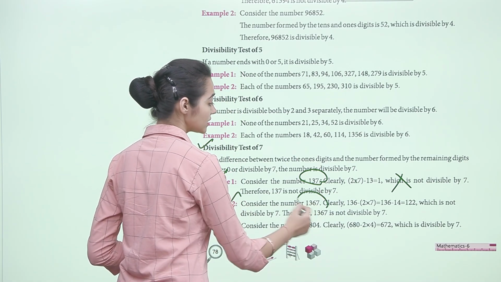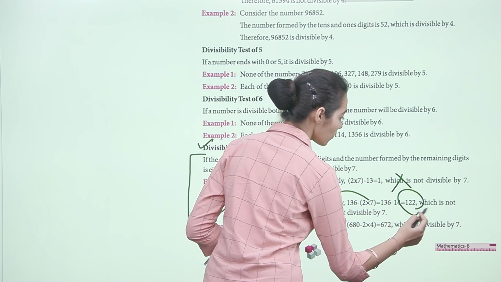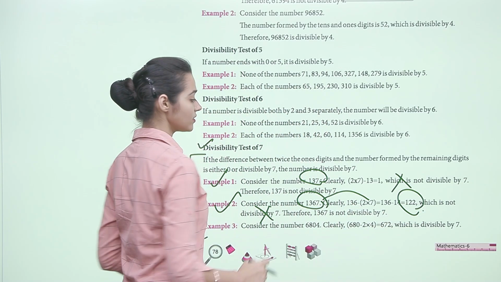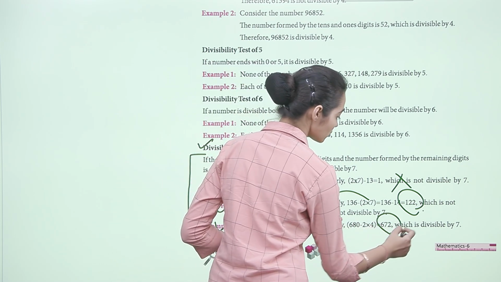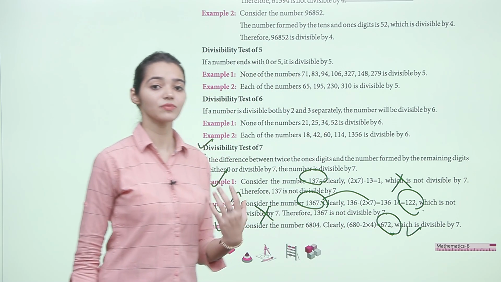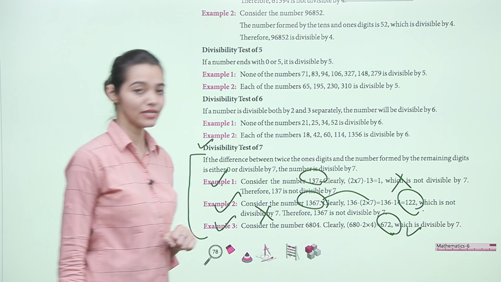Now in the next one, the answer is 122, which is not divisible by 7, so it is not divisible. In example number 3, here we have 672, which is divisible by 7, so that means the number is also divisible by 7.